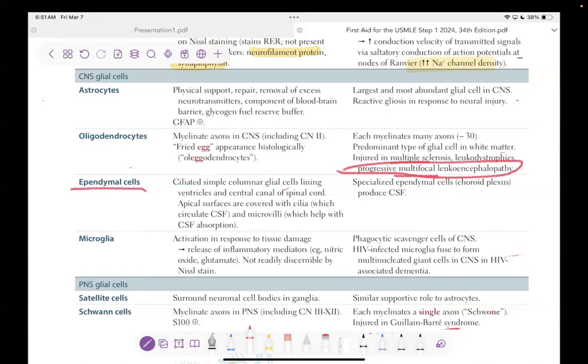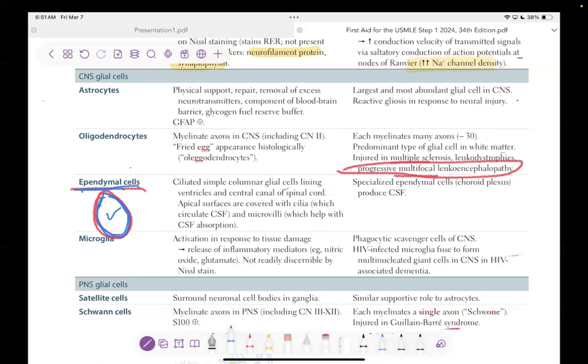Ependymal cell. We know that at day 22, we have the neural tube. Inside the neural tube, we saw a layer like this. And this inside layer was the ventricle, and around the ventricle we had a layer called ependymal cells. Ependymal cells are the cells around the ventricles of the neural tube, or around the ventricles of the brain and the central canal of the spinal cord. So ependymal cells surround the CSF.